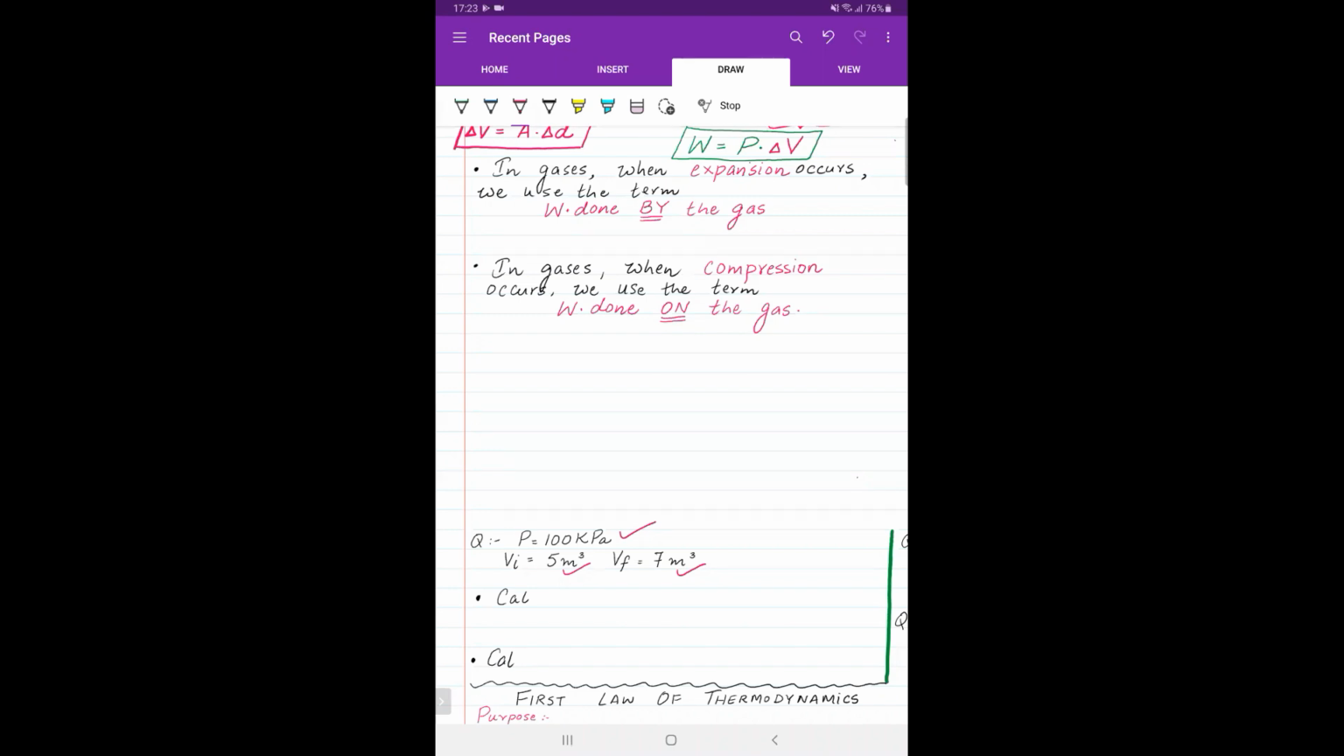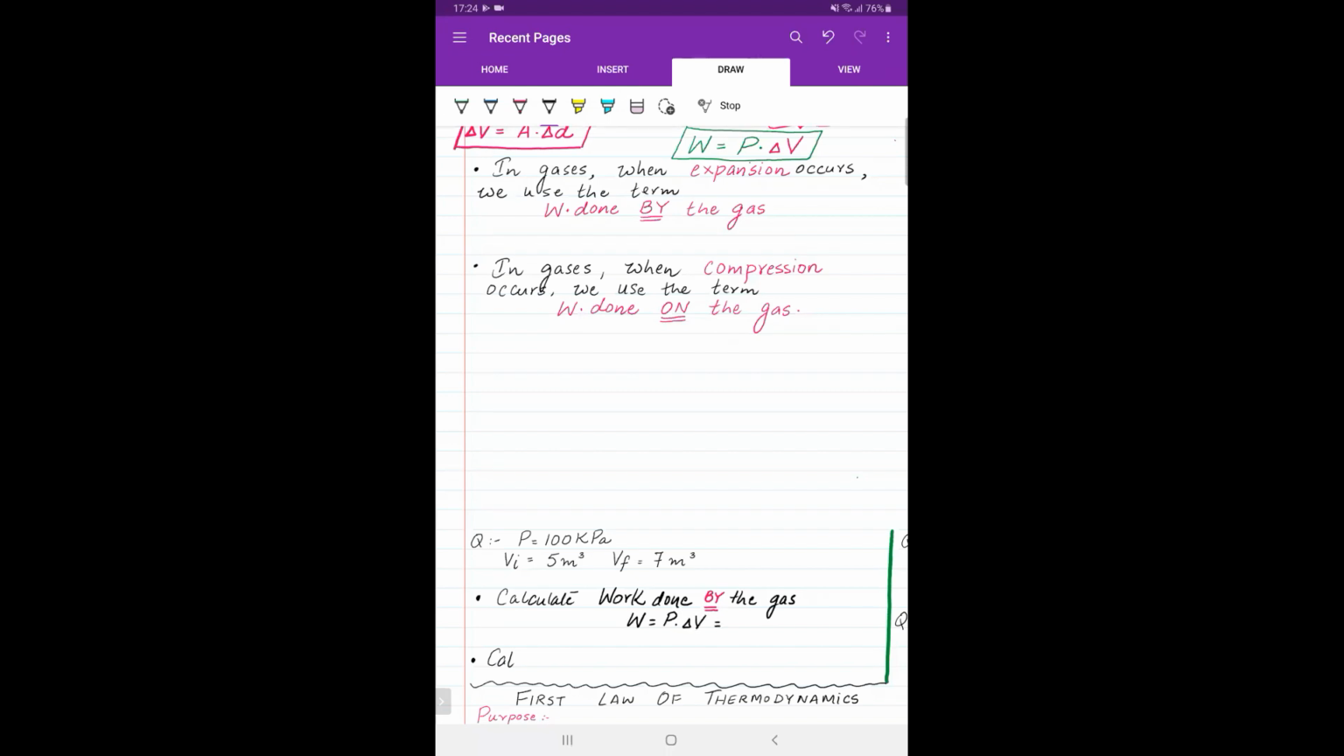Now, in this question, if the wording says, और अब ये जरा carefully देखिएगा, calculate work done by the gas, then based on the formula, this should be your result. Pressure times change in volume.